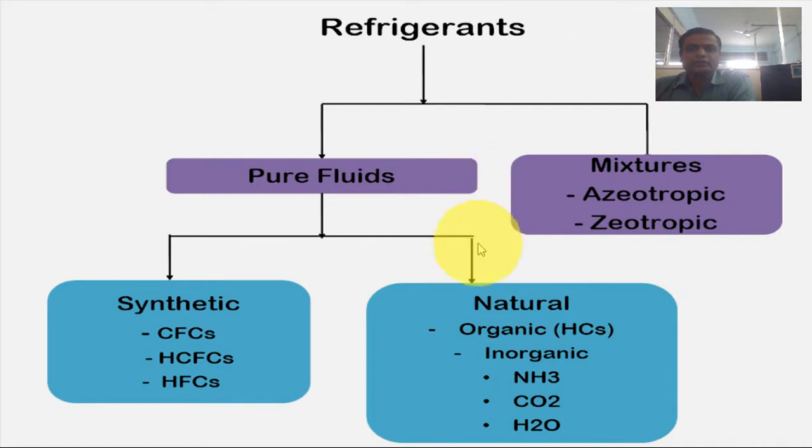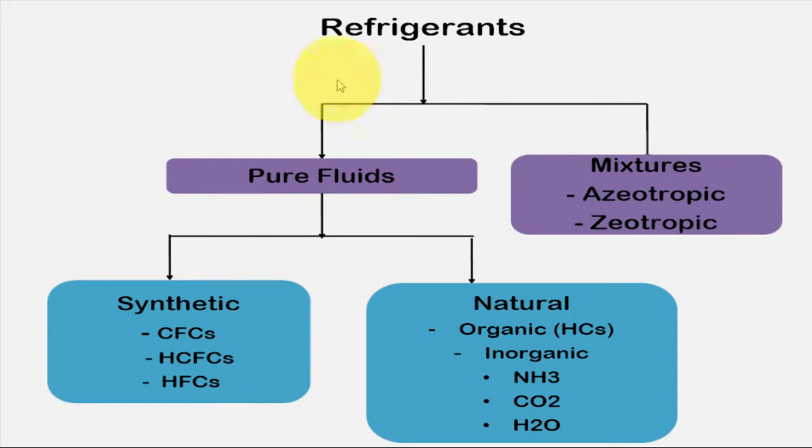Now in unit number 1, the second part is refrigerants. So now we are going to study the refrigerants. Refrigerants are classified into two parts. One is pure fluid, other is mixture. In fluid again two parts, synthetic and naturally available. Now synthetic refrigerants are CFC, HCFC and HFC.